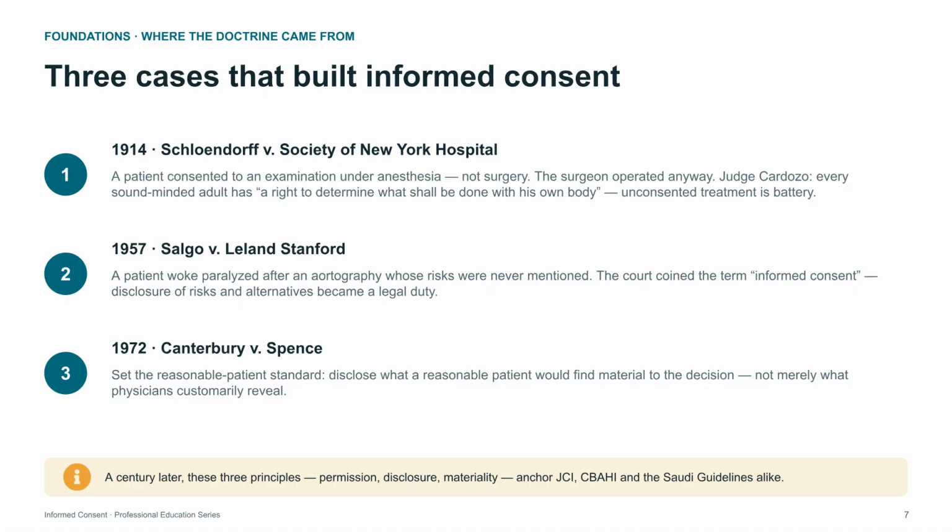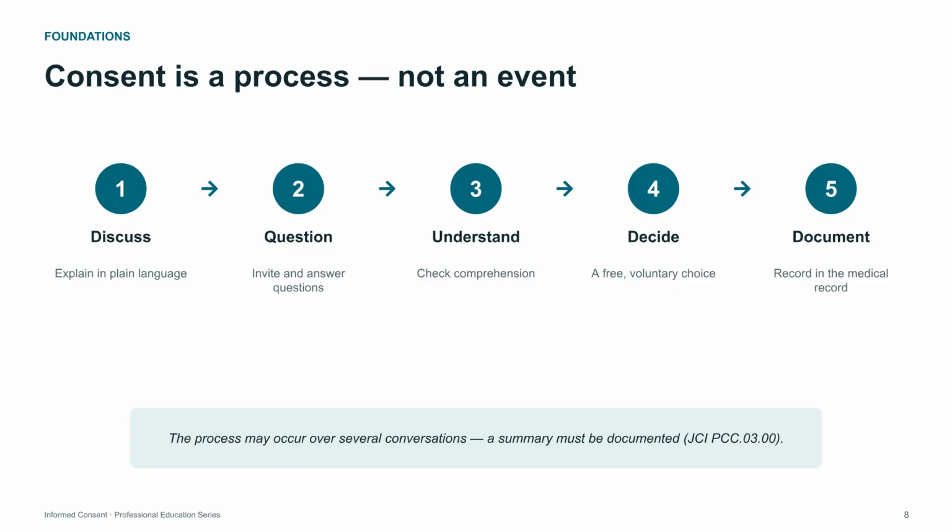The doctrine of informed consent was built through 3 landmark legal cases: Schloendorf in 1914, Salgo in 1957, and Canterbury in 1972. These cases established the core principles of patient permission, the duty of risk disclosure, and the reasonable patient standard for materiality. Consent is a process, not a single event. It follows 5 stages: discussing in plain language, inviting questions, checking for understanding, ensuring a voluntary decision, and documenting the process in the medical record.